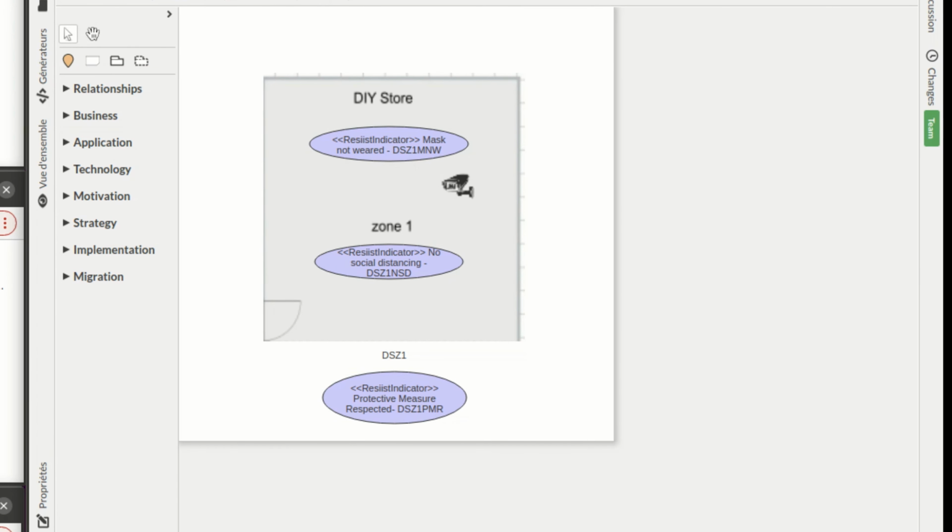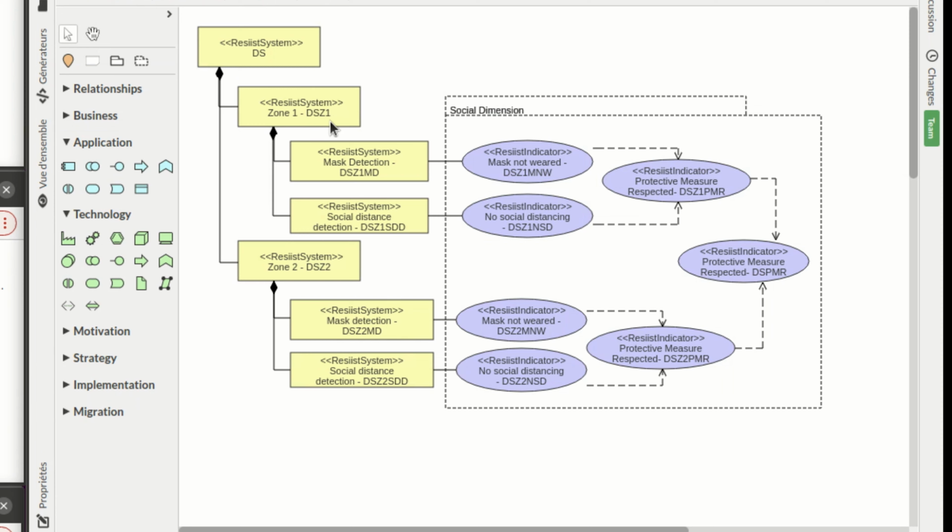There is also a conceptual view. Each zone PMR, DSZ1 PMR and DSZ2 PMR, has the same indicators and sources as the grocery store, and all the aggregations are the same as for the grocery store zones.